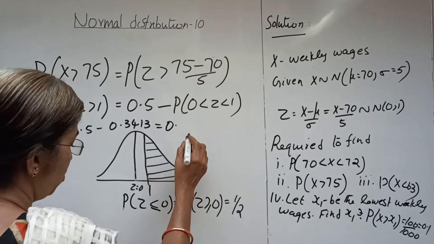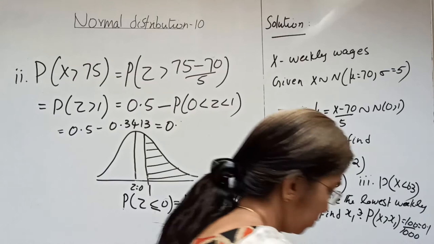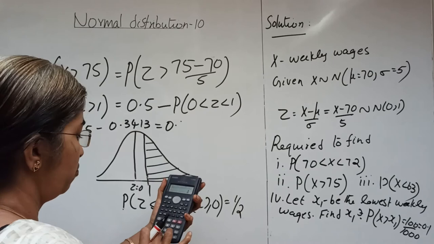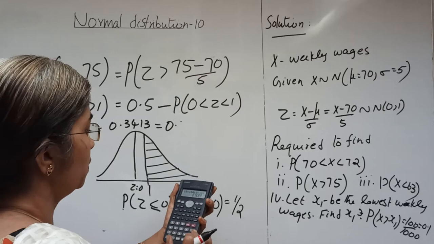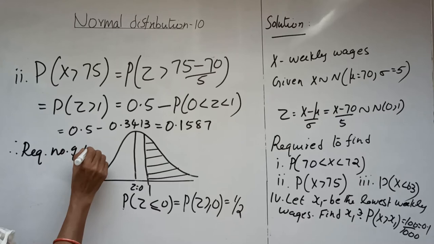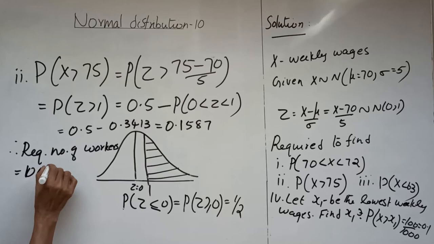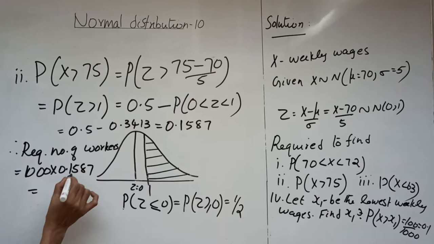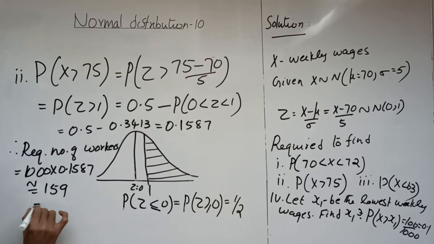Let me check. 0.5 minus 0.3413 equals 0.1587. Therefore, the required number of workers equals 1000 into 0.1587, so equal to 158.7, which is approximately equal to 159 as the number of workers having wages more than 75. Now we consider the next part.